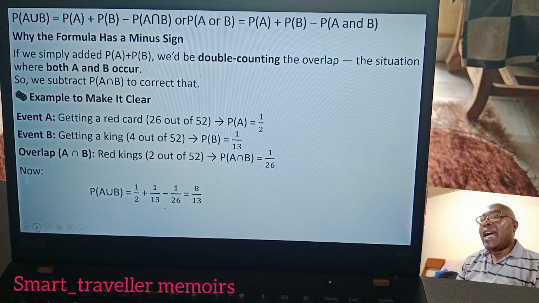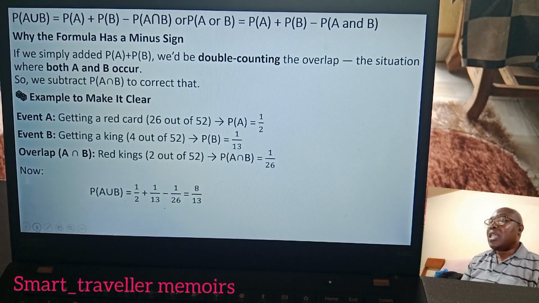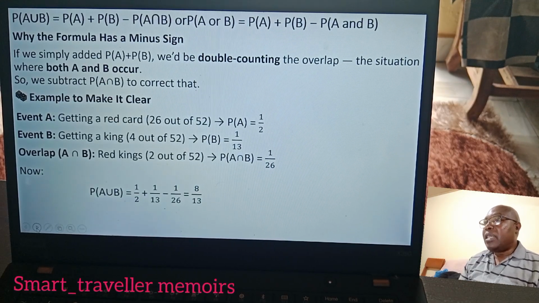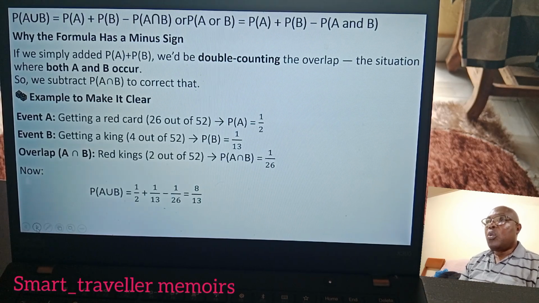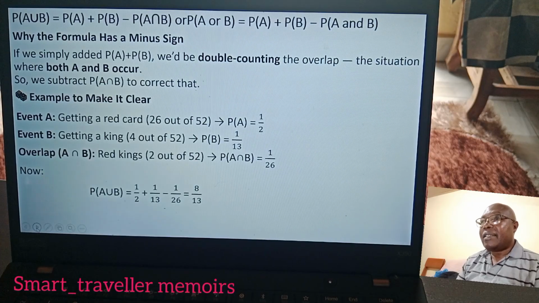Why does the formula have a minus sign? If we simply added P(A) plus P(B), we would be double counting the overlap. Can you get that, guys? Because there are some members who are in A and also in B, the situation where both A and B occur. So we subtract P(A intersection B) to correct that.